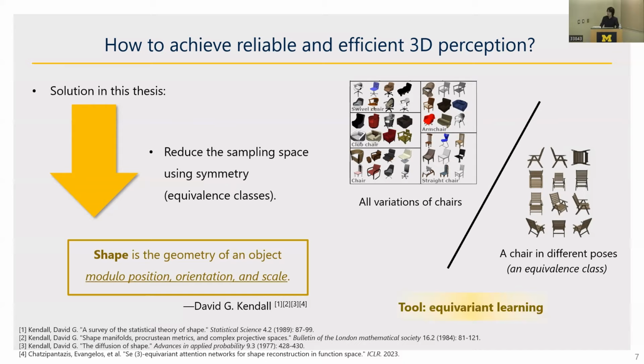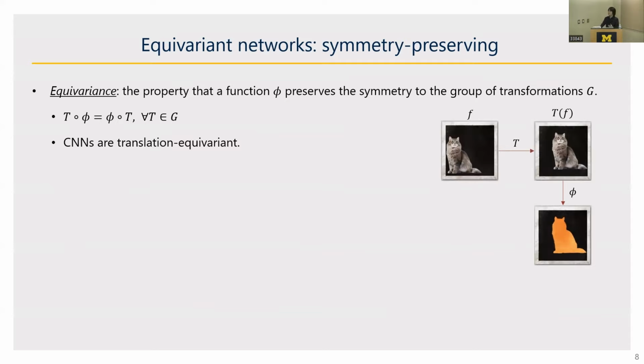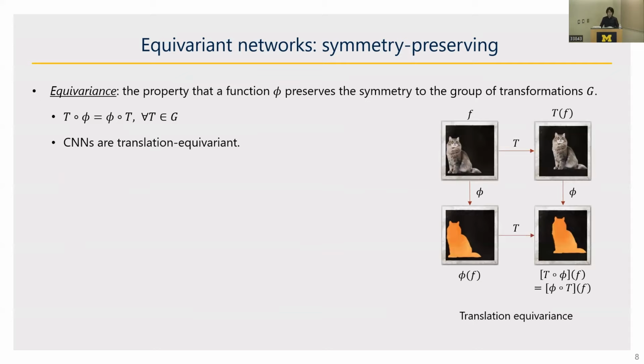What is equivariance? Equivariance is a property of a function that preserves the symmetry to the group of transformations G. It can be represented as the commutativeness between the function and the transformations. For example, CNNs, convolutional neural networks, are translation equivariant. Given an image, if we first translate the image and then pipe it through a convolutional feature extractor, the result is equivalent to the case if we directly use the network to extract features from the original image and then translate the feature map. So this property allows CNNs to automatically generalize over translations, which is the major reason for the huge success of CNNs in the past years.